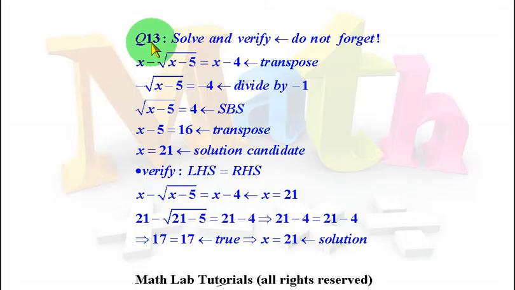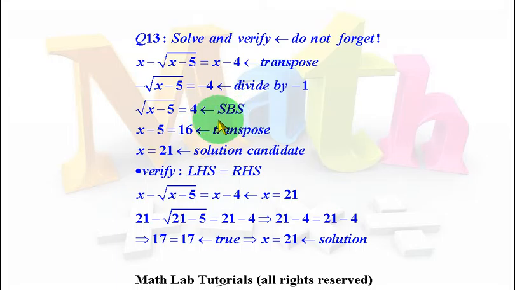Question 13, same sort of idea, solve and verify. Do not forget to verify. On the left, we have x minus square root x minus 5 equals, on the right, we have x minus 4. Again, we leave the radical term on the left, transpose the x over to the right. Okay, so on the left, we get minus square root x minus 5. On the right, we have x minus x is 0, and we're left with a minus 4. Then we can divide both sides by negative 1. When we do that, we get the square root of x minus 5 equals 4.